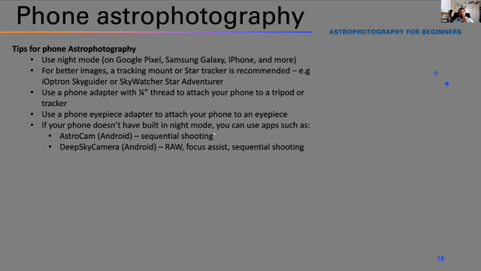If your phone doesn't have a built-in night mode, you can use apps such as AstroCam for Android. It allows you to take multiple images, including in RAW mode, that you can then stack, or you can take a single longer exposure. Or you can use an app called Deep Sky Camera for Android, which supports RAW. It supports focus assist, so you can focus on a star much easier. It also supports sequential shooting, where you're taking multiple exposures in a row if you want to stack them at the end, like we normally do with our astro cameras. So those are just a few of the options available.